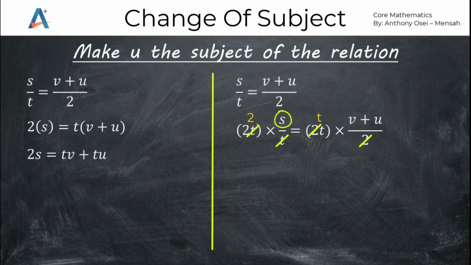Multiplying s, so 2 times s will become 2s, which is equal to, because of our equal sign. Now t will multiply both of them, so it will become t into bracket v plus u. You can also expand directly. This is what I mean. So 2s is equal to t times v becomes tv plus t times u becomes tu.